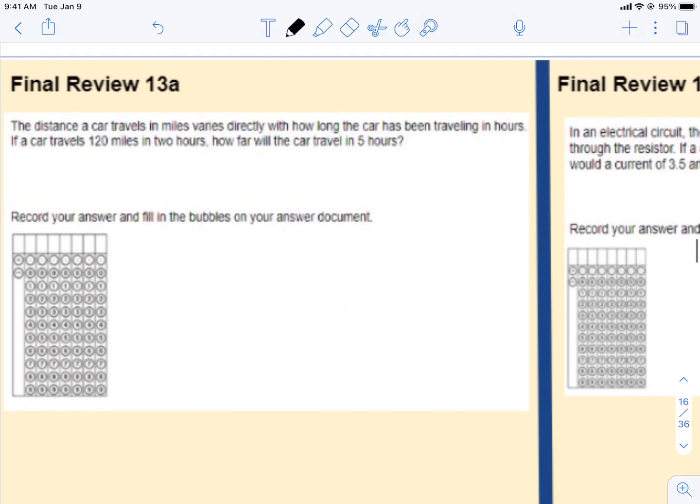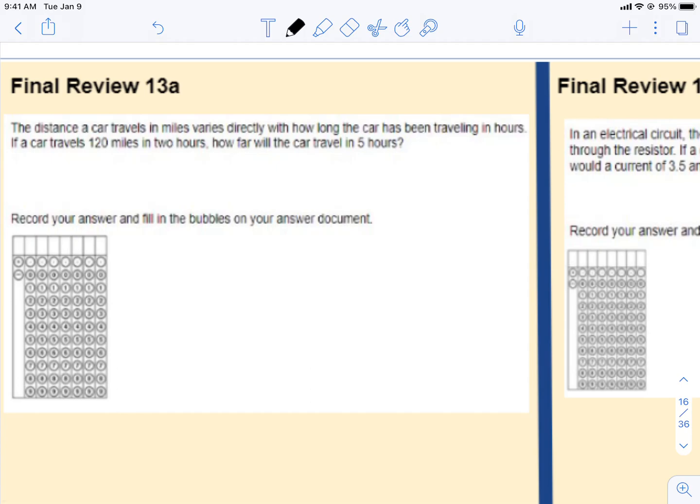So looking at the first question, 13A, it says the distance a car travels in X miles varies directly with how long the car has been traveling in hours. If a car travels 120 miles in 2 hours, how far will the car travel in 5 hours?